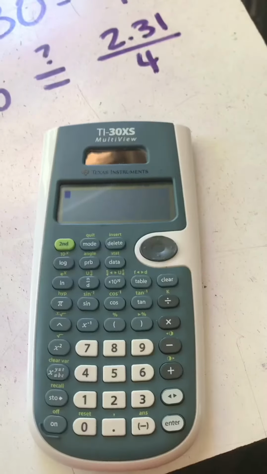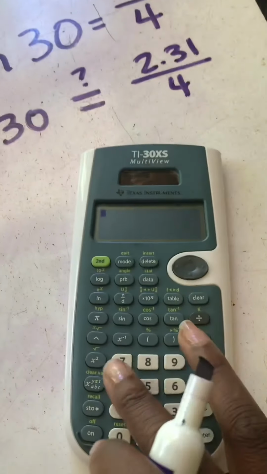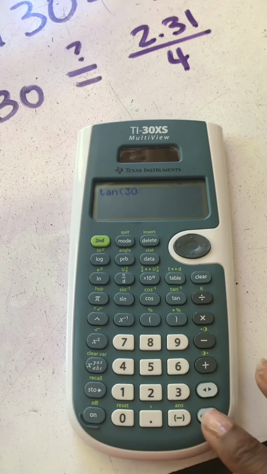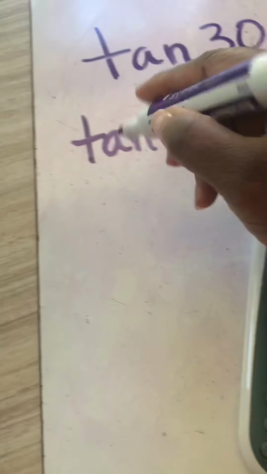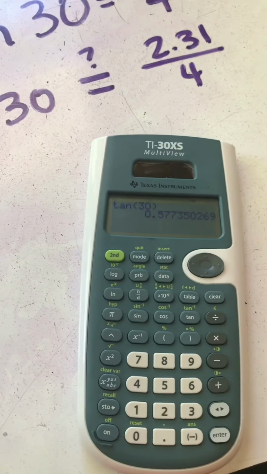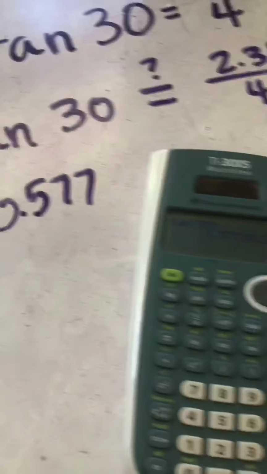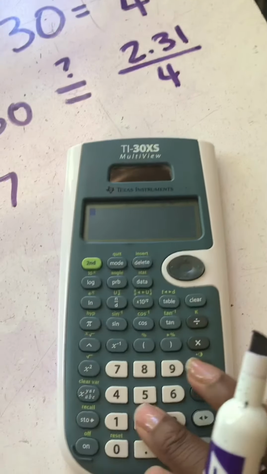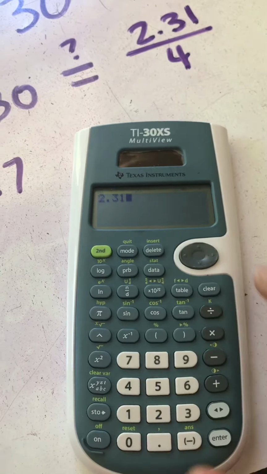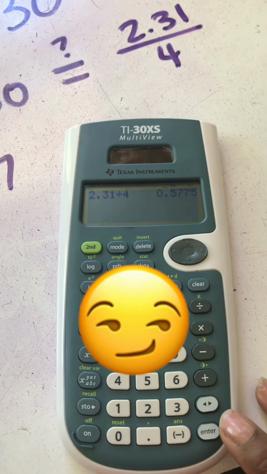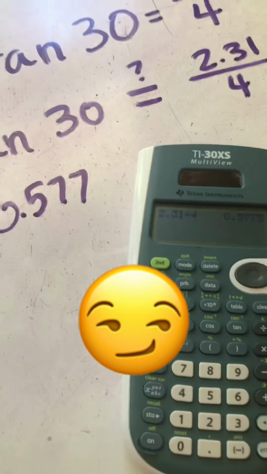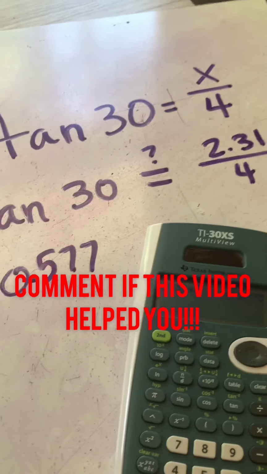Let's see. So this time to check, I'm just going to put tangent 30. And that's going to give me 0.577. Let's just write it down. And then once I do 2.31 divided by 4, boom, look, it gave me 0.577 again, so I know that my x is correct.